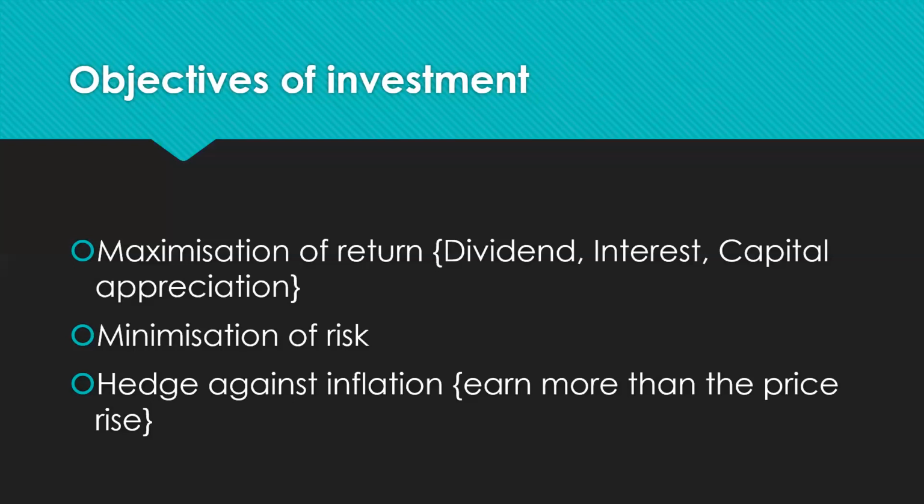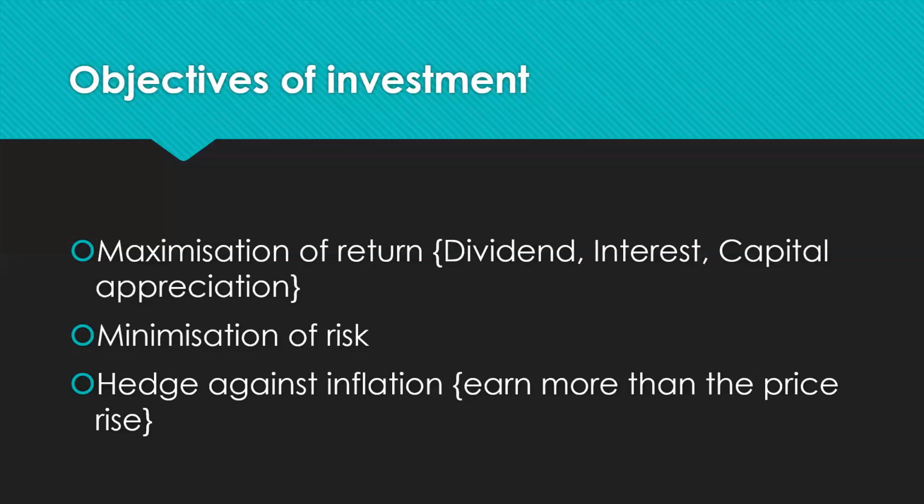Now, the third objective of investment is hedge against inflation. There's always the risk of loss in the money value, right? So, if your inflation rate is 10%, the return that you get from your savings should be more than 10%. Then only we can say that you're getting a positive rate of return. For your real rate of return to be positive, your return should be higher than the inflation rate. So it's a hedge against inflation.